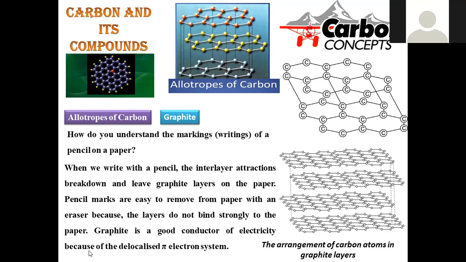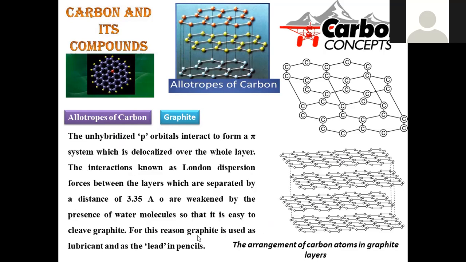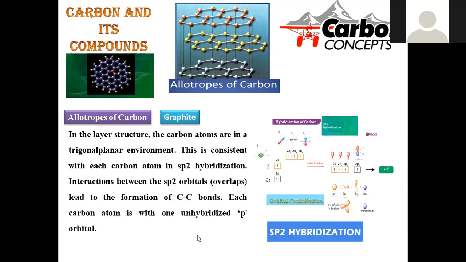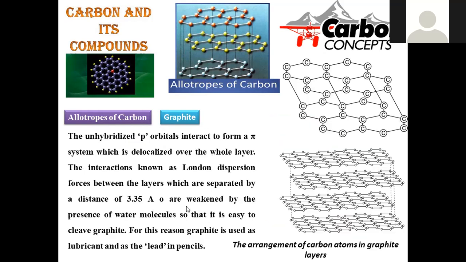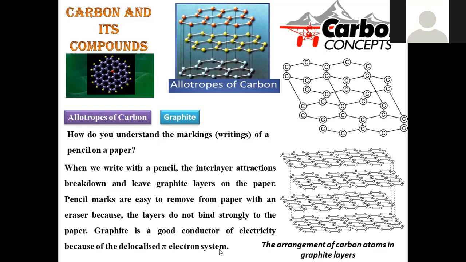Graphite is a good conductor of electricity as well, because of the delocalized pi electron system in it. Being sp2 hybridized, one unhybridized electron is available, which is responsible for the conductive property of graphite. Although it is a non-metal, it exceptionally exhibits conduction because of the availability of a free electron in its valence shell.